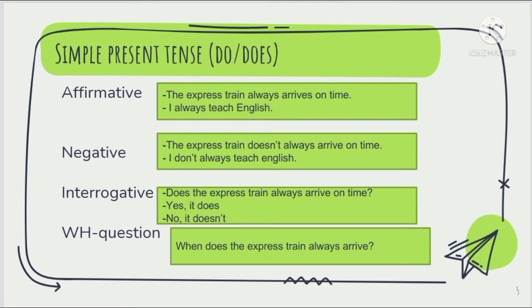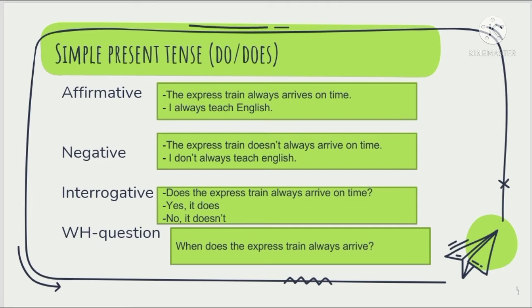Yes, no question itu hanya membutuhkan jawaban yes atau no. Yes, it does. No, it doesn't. Jadi, does itu diletakkan di depan ya. Does the express train always arrive on time? Jadi jawabannya tergantung pertanyaannya, apakah do or does. Do you like noodles, for example? No, I don't. Yes, I do. So in other words, kalau mau buat interrogative sentence, auxiliary-nya harus di depan ya.